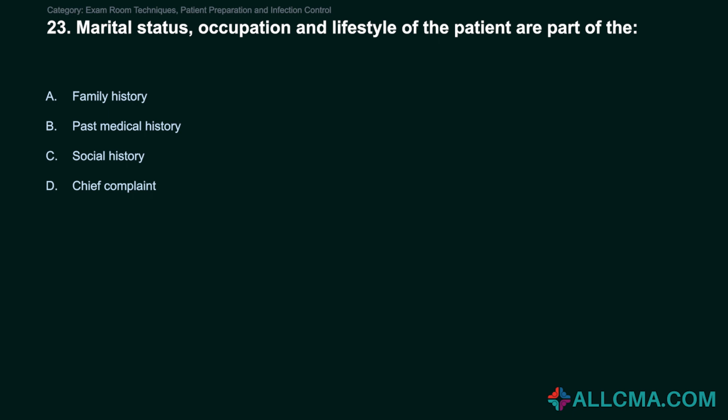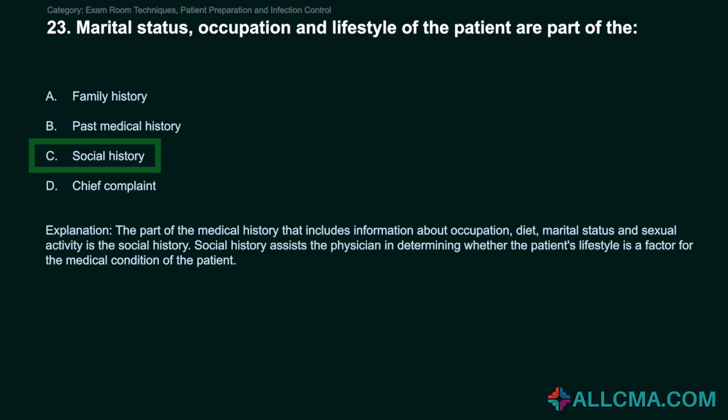23. Marital status, occupation and lifestyle of the patient are part of the A. Family history. B. Past medical history. C. Social history. D. Chief complaint. Correct answer, C. Social history. The part of the medical history that includes information about occupation, diet, marital status, and sexual activity is the social history.